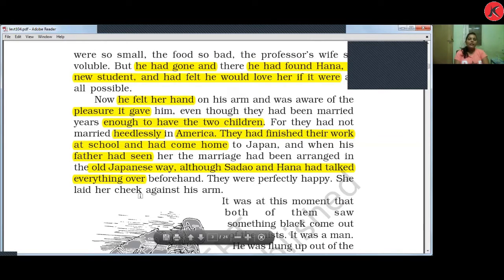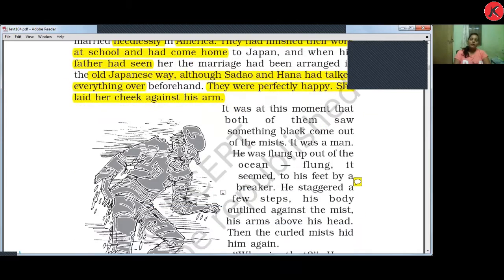She laid her cheek against his arm, right? He was resting with the doctor.